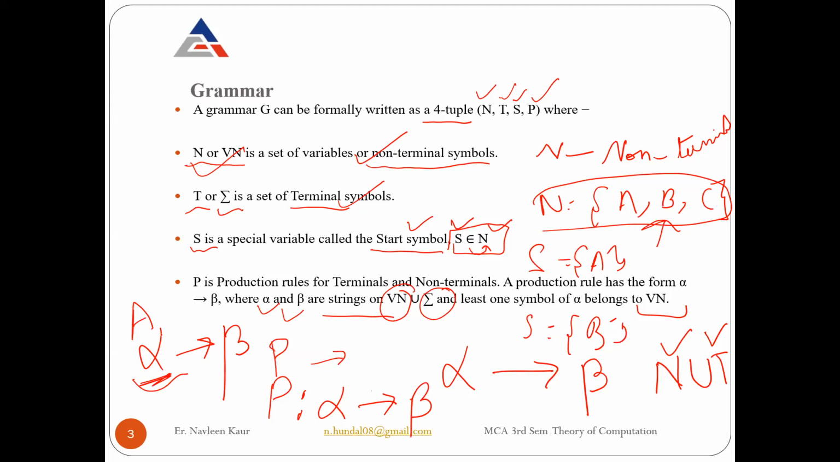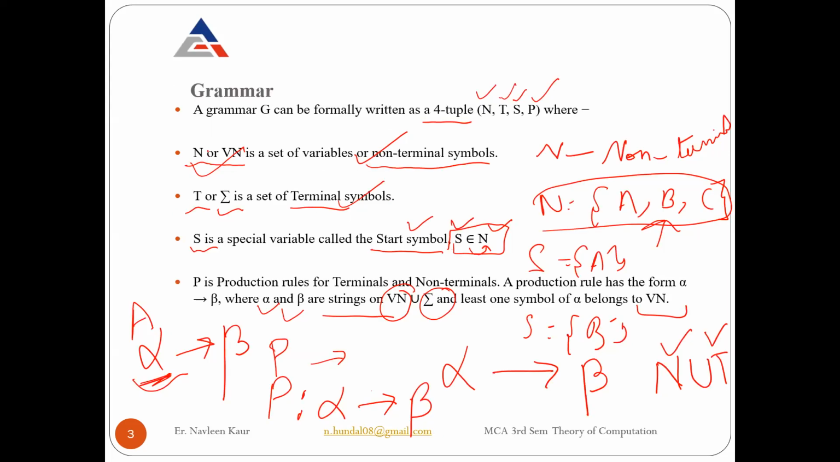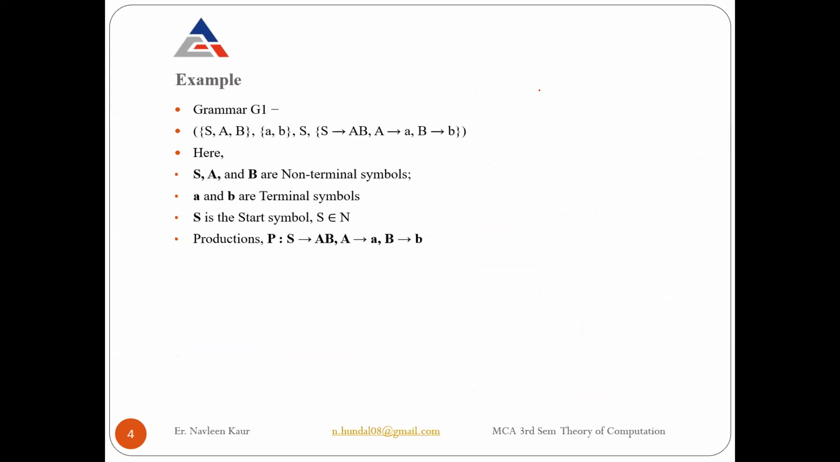I don't know if this is clear with you, but let me do an example. I told you that your grammar is made up of N, T, S, and P. So if I represent here, this is N, the non-terminals, these are the terminals, this is the starting symbol, and this is the production. So this is a grammar. Suppose the name of the grammar given is G1. This is a random name.